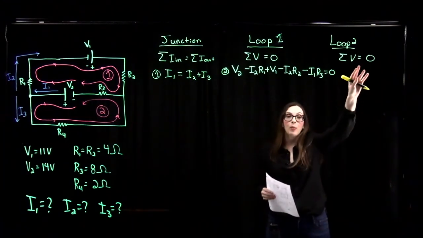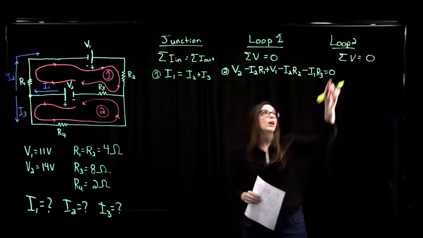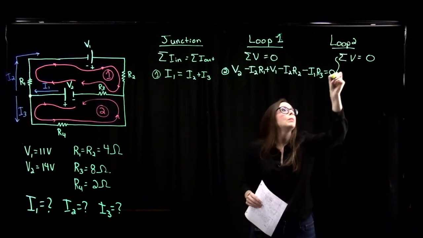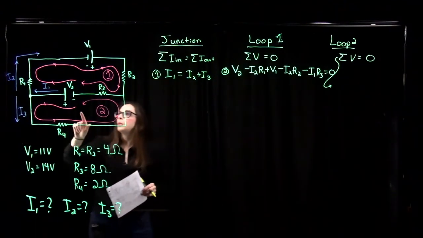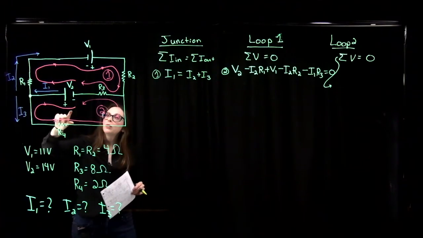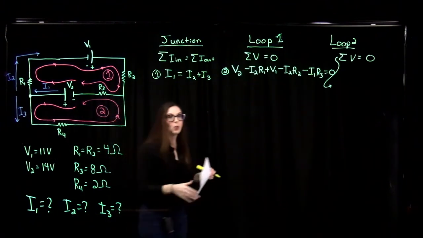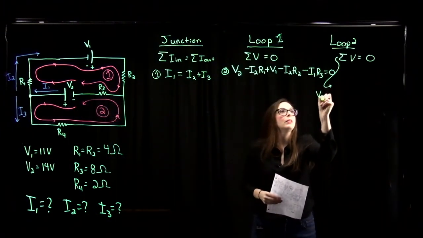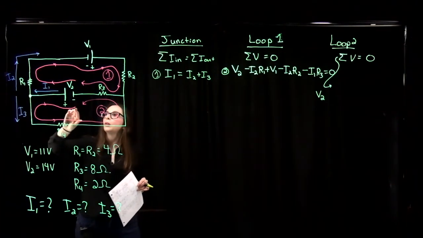And now we have to do our equation for loop 2 following Kirchhoff's second rule. I've kind of run out of room here, so I'm going to do this equation right here. Okay, so for my second loop, I'm moving through my battery V2 from the negative to positive terminal in the direction of current, so I'm increasing my potential. So I'm going to have positive V2, increasing my potential.